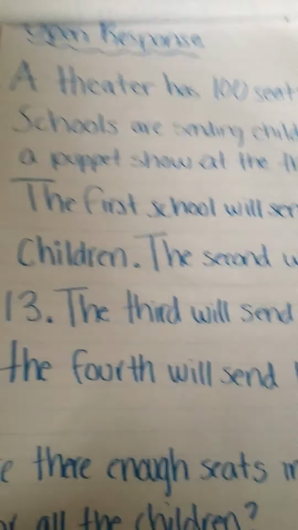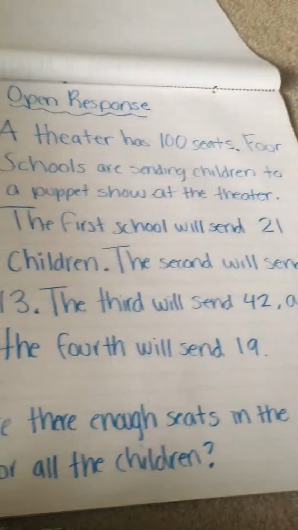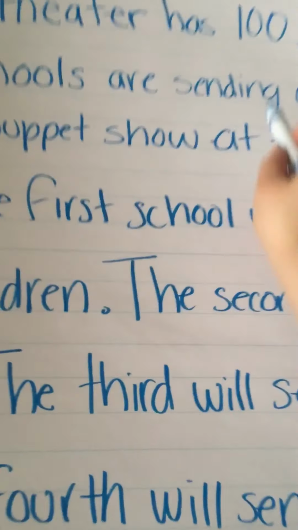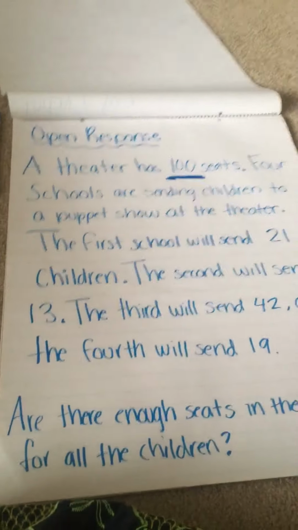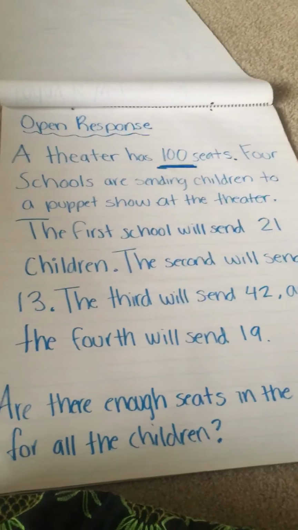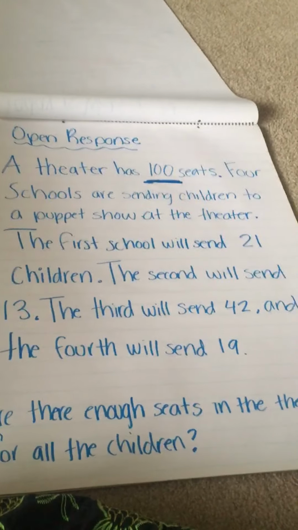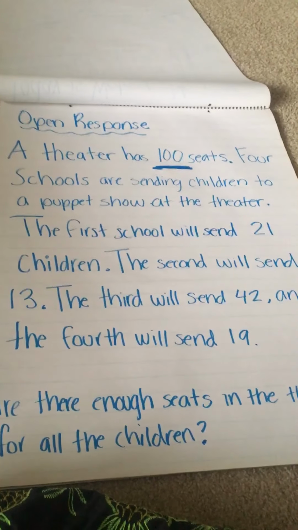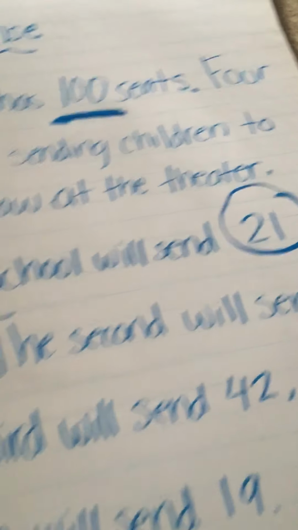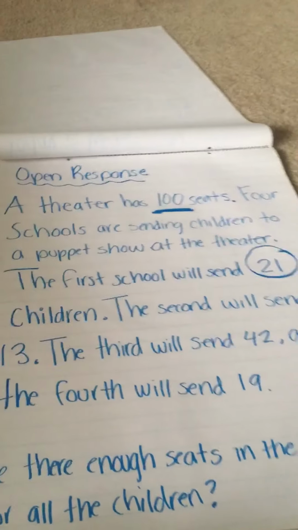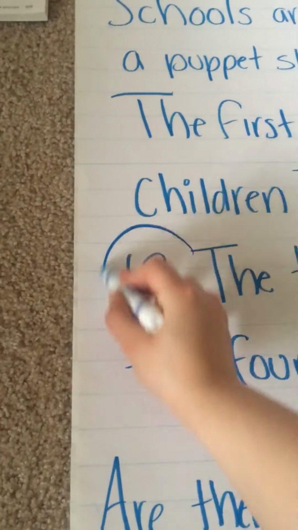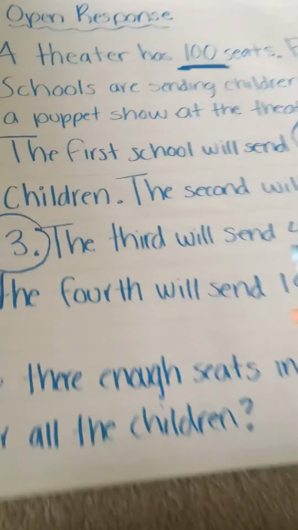The open response I will be posting, but it says, a theater has 100 seats. So that's the total. That's how many seats it has. 4 schools are sending children to a puppet show at the theater. So the kids are going to a theater, okay? The first school will send 21 children, okay? And I would circle that number 21. That's how many kids that first school will be sending. The second will send 13. I will also circle that number. That's how many the second school is sending.